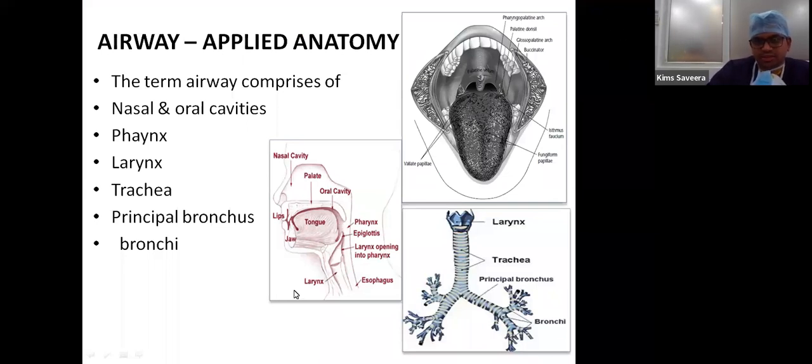And if we come to this cross-sectional view, this is the nasal cavity, and this will be our palatine, and this is the oral cavity and tongue. This is the pharynx and epiglottis, and this is the larynx, where we see the vocal cords here, and this is the esophagus. Coming down, we see the larynx, trachea, principal bronchus, and bronchioles.